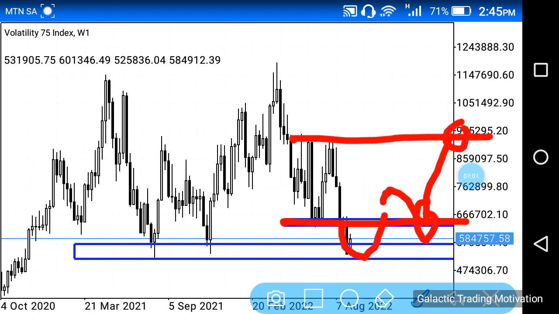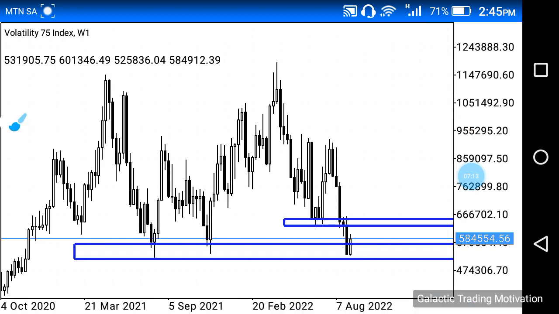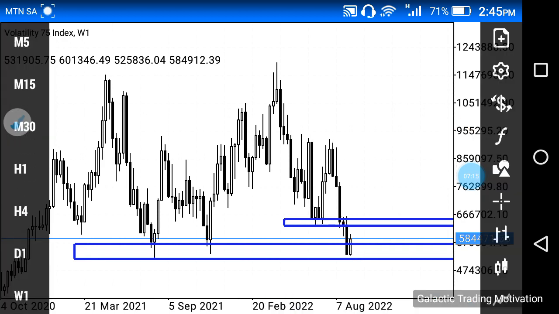Anyway, at this point in time, it is not important. The most important area is this area over here, as the anticipation is for price to reject this area, right? Anyway, let's proceed. So from here, I'm just going to head down to the daily chart, as I've said.